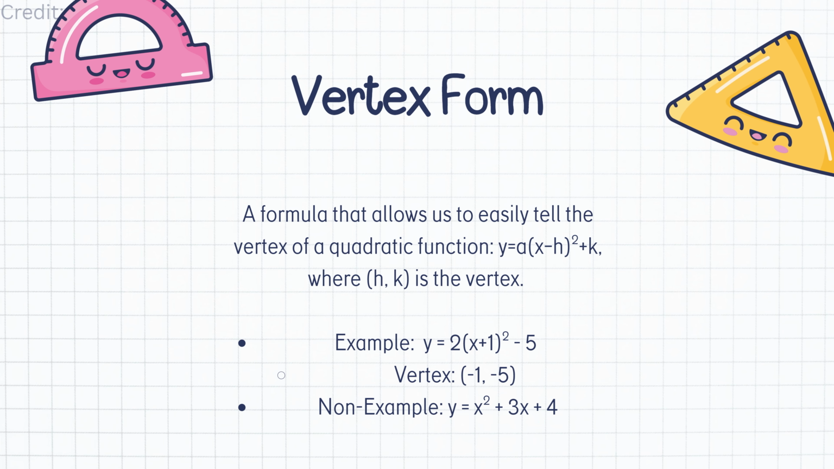Vertex form is the formula that makes the vertex of a quadratic very easy to see, and it's written as y equals a times x minus h squared plus k, and the vertex is at (h, k). An example would be y equals 2 times x plus 1 squared minus 5, where we can immediately tell that the vertex is (negative 1, negative 5). However, a non-example is something like y equals x squared plus 3x plus 4, which is in standard form, so you cannot tell the vertex by just looking at it.